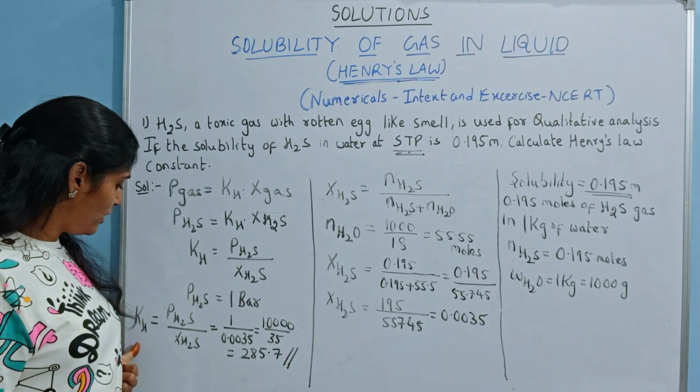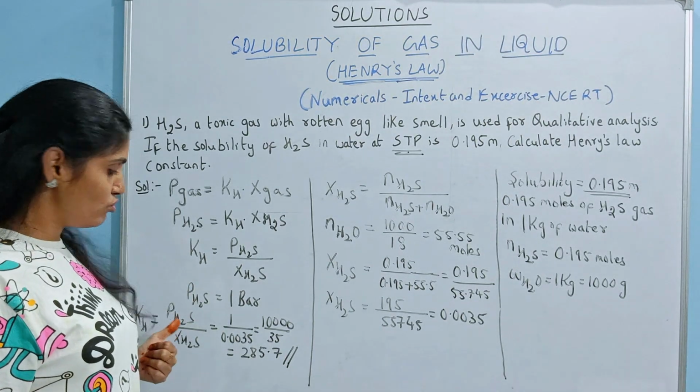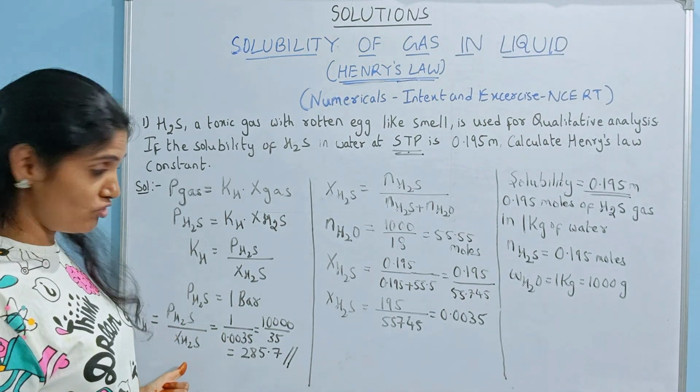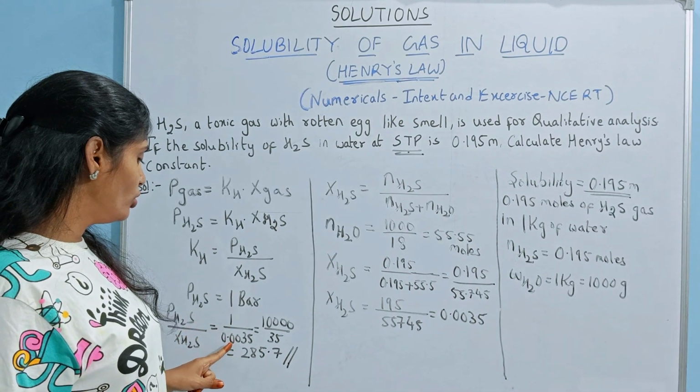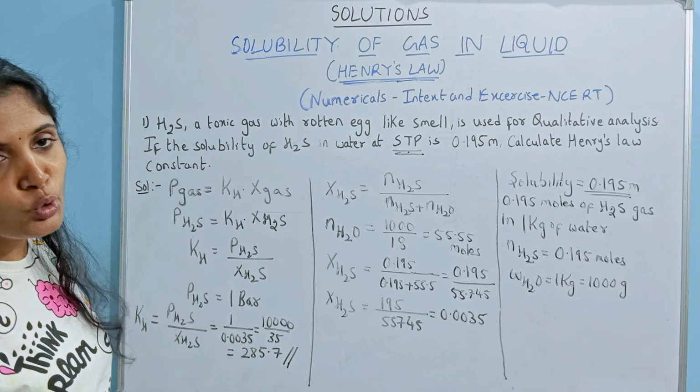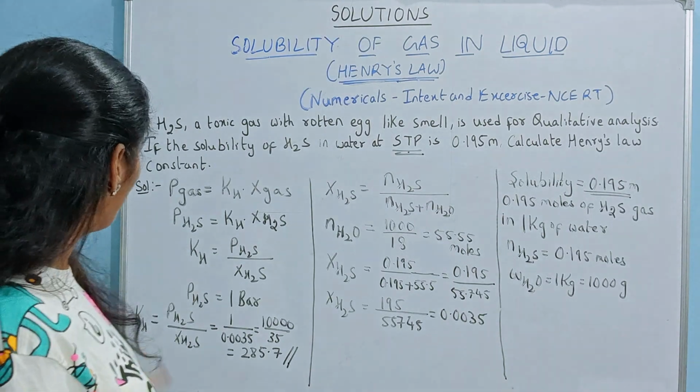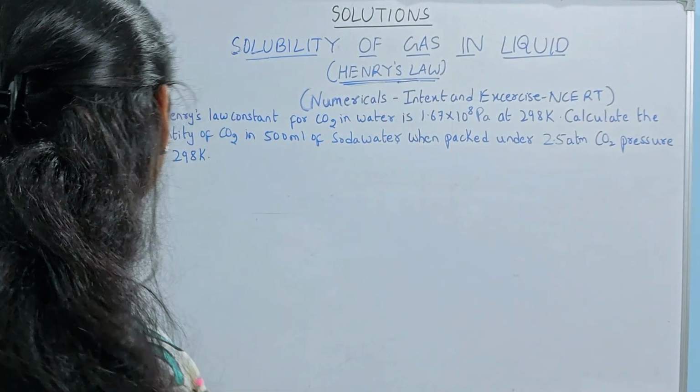Now I know the formula. Henry's constant is equal to pressure of H2S gas divided by mole fraction of H2S gas, 1 by 0.0035, which comes to 285.7. Now let us solve the next numerical.